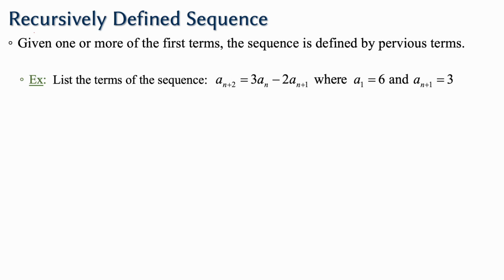So if we wanted to list them out, the first term is 6. The second term is 3. Now, in order to find the third term, we're going to triple the 6 and subtract twice the 3, which gives me 12. To find the next term, we triple the 3 and then subtract twice the 12, which gives me negative 15, and so on. So recursively defined sequences don't just have to involve a term and the one before it, but could involve any number of terms. I've given you an example where we have to know the previous two to generate any given term in that sequence.